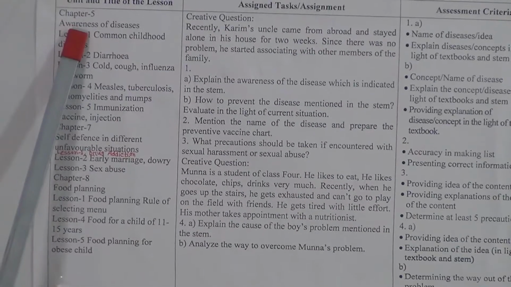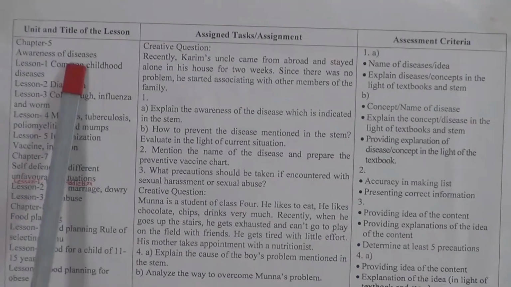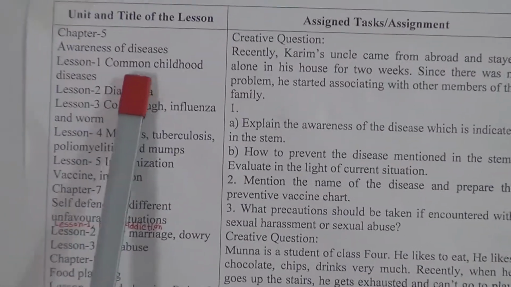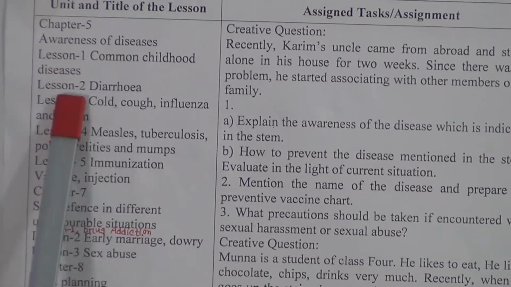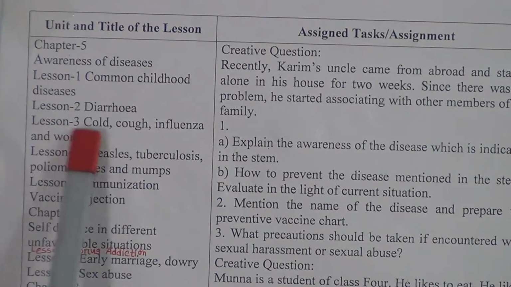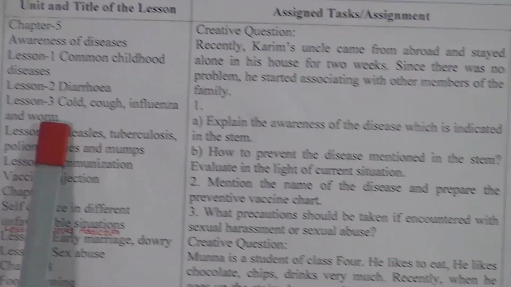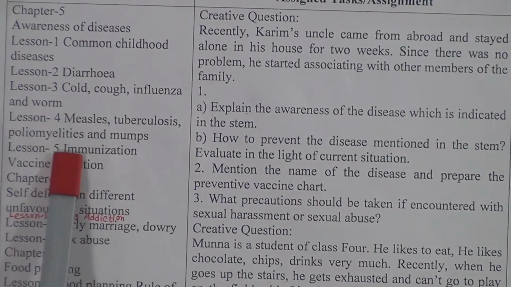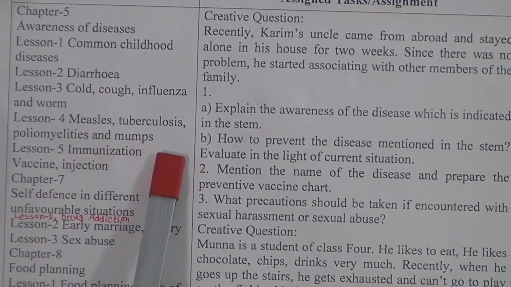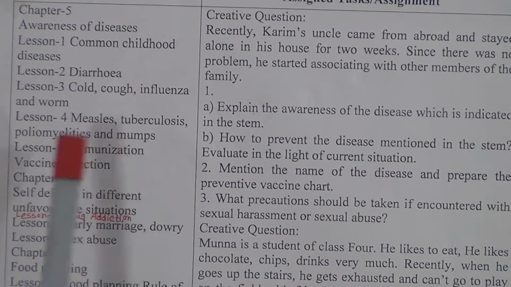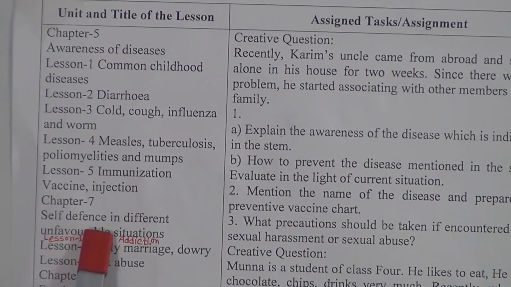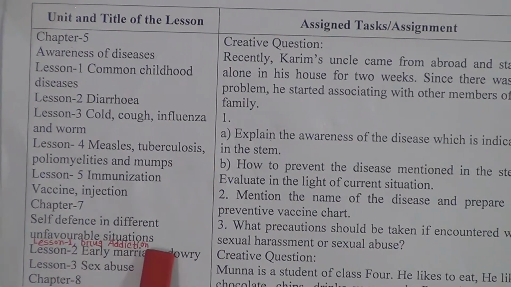Look, for the second assignment of home science, the units and lessons are Chapter 5, Awareness of Disease: Lesson 1, Common Childhood Disease; Lesson 2, Diarrhea; Lesson 3, Cold, Cough, Influenza and Arm; Lesson 4, Measles, Tuberculosis, Poliomyelitis and Mumps; Lesson 5, Immunization, Vaccine, Injection. Chapter 7, Self-Defense in Different Unfavorable Situations.